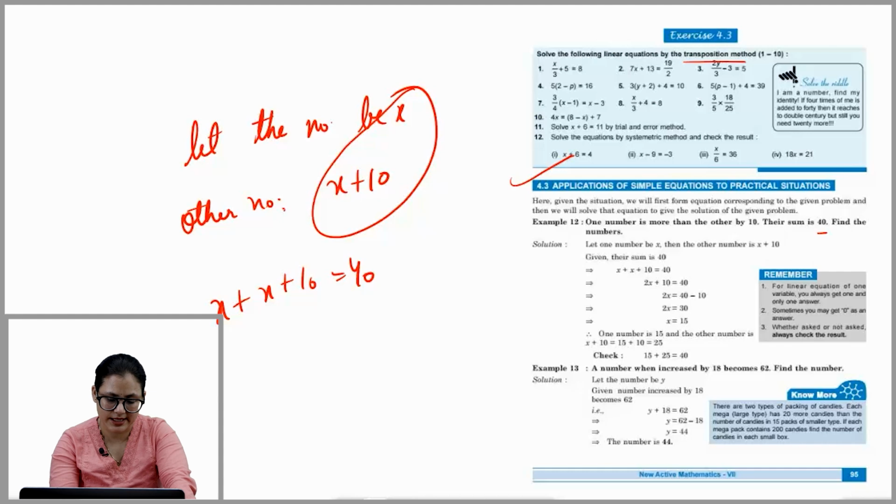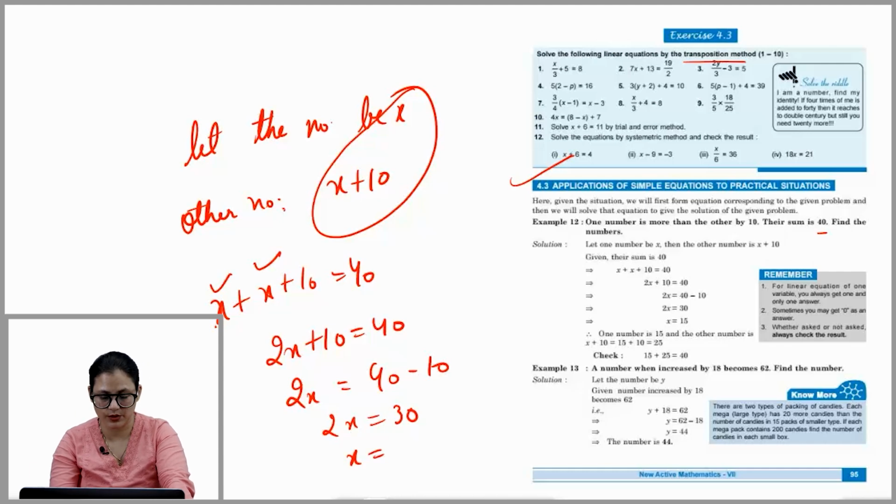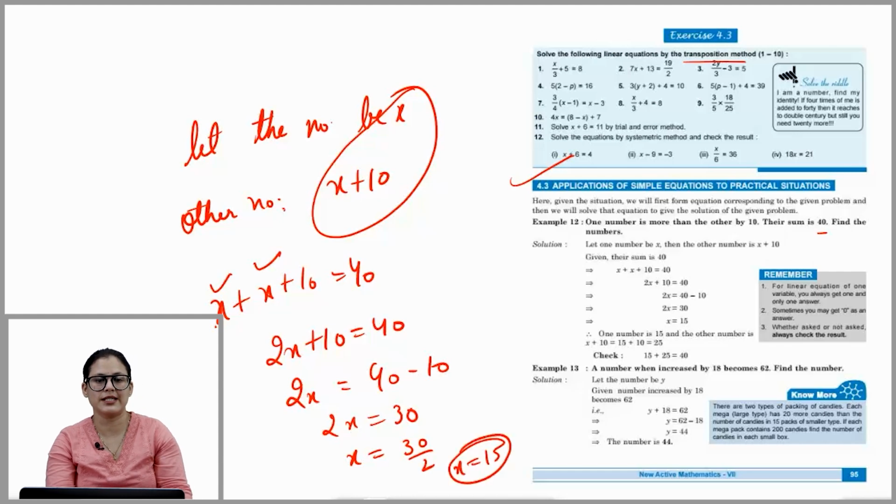Okay. Now x plus x, 1x, 1x. So 2x plus 10 is equal to 40. Now we will transpose 10 towards the right hand side, so minus 10. So 2x is equal to 30. Okay. Now we will transpose 2 to the right hand side, so here it is multiplied, there we will divide this number by 2. The answer we will get is 15. x is equal to 15, right?